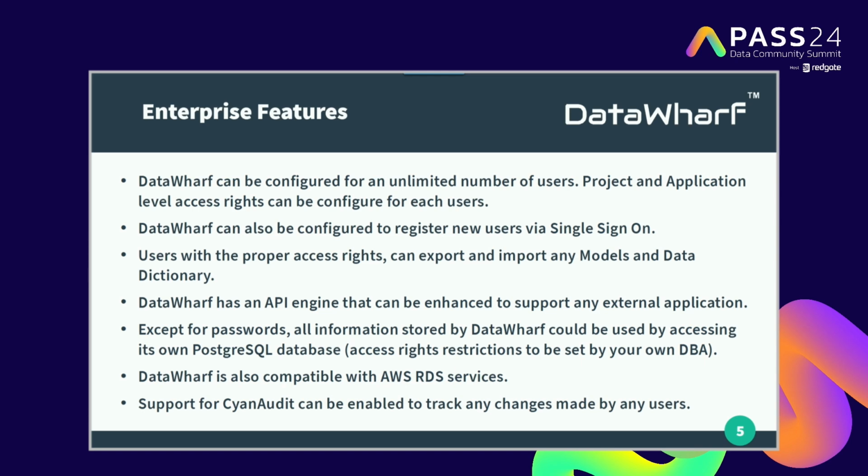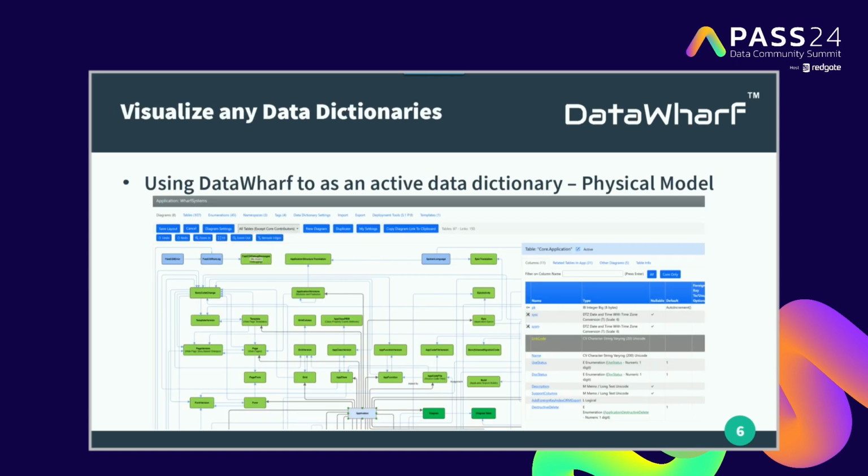You also have import and export now in DataWharf, so you can create your own models or data dictionaries locally and transmit them to other instances of DataWharf. It also now has a fairly powerful API, which will allow you to synchronize with external data dictionaries. DataWharf can also run on AWS. It has support for sign audits, so if you want to see whoever changed any kind of information anywhere, you need to add the extension for sign audit, and it handles it.